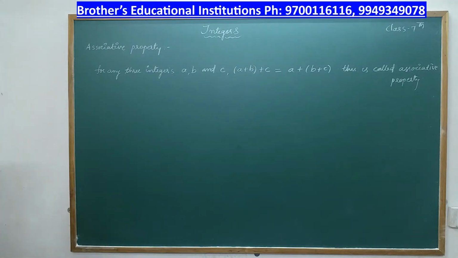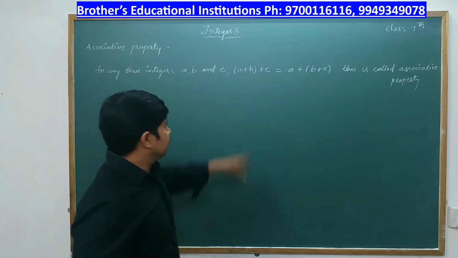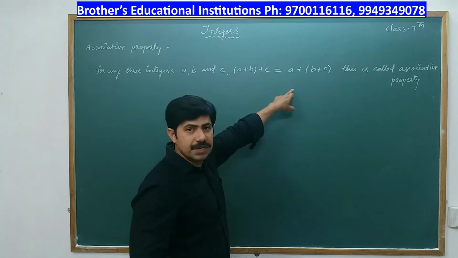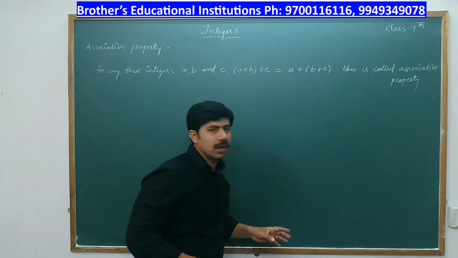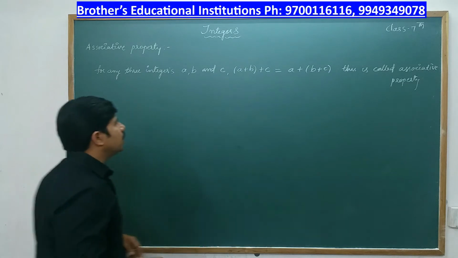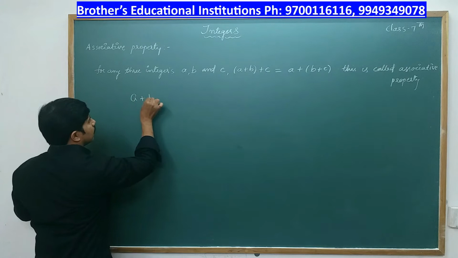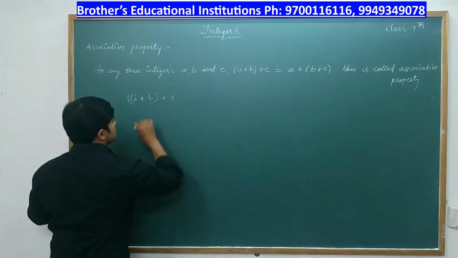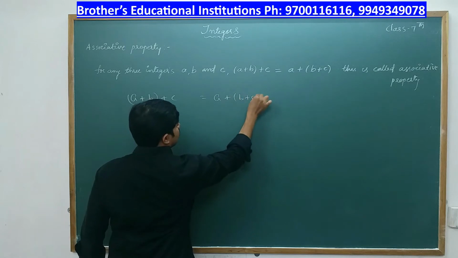For any three integers a, b and c, (a plus b) plus c is equal to a plus (b plus c). This is called the associative property. So here, for example, we write the property: (a plus b) plus c is equal to a plus (b plus c).